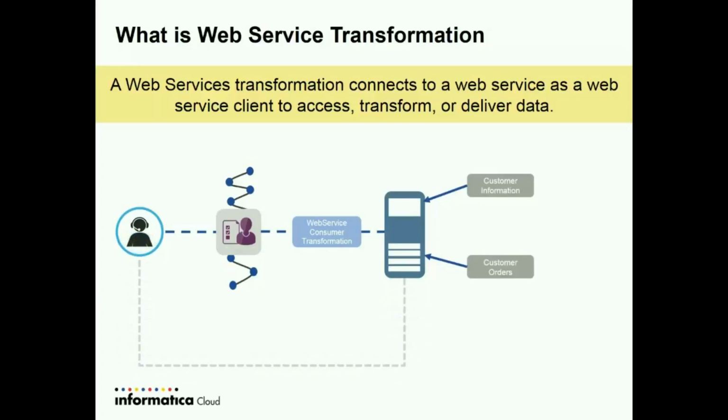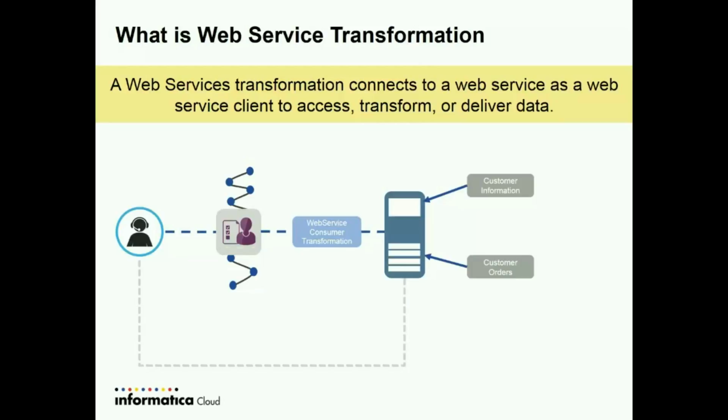Let us discuss what a web service transformation is in context with Informatica Cloud. A web services transformation connects to a web service as a web service client to access, transform, or deliver data. The web service client request and the web service response are SOAP messages. The mapping configuration task processes SOAP messages with document literal encoding. The web service transformation does not support RPC encoded or document encoded WSDL files.